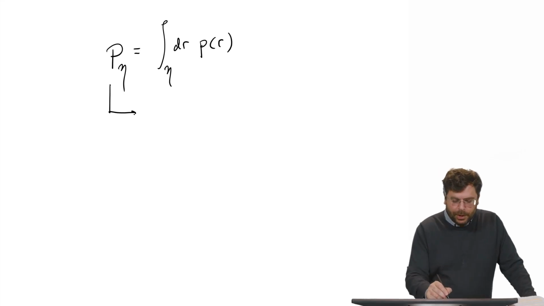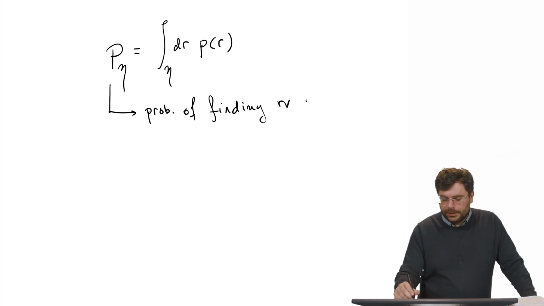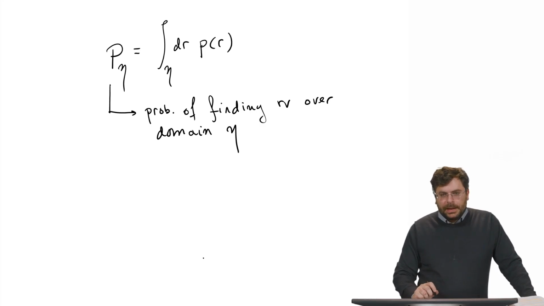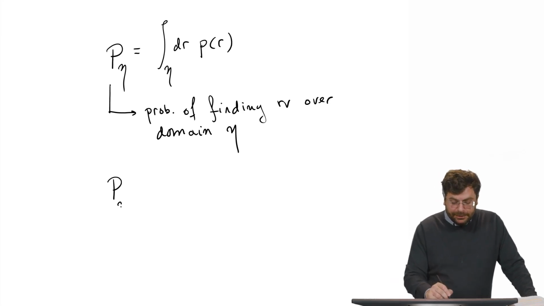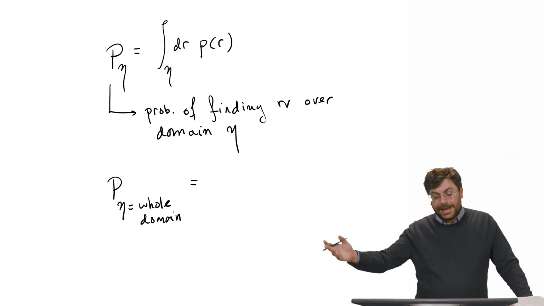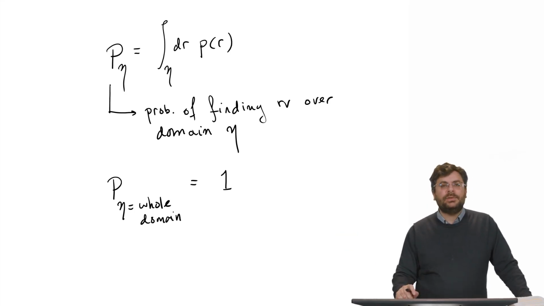So this would be the probability of finding the random variable over some domain eta. And we also mentioned the fact that if eta is equal to the whole domain, then the probability of finding the random variable over any region over its entire domain is equal to 1, and that's the condition of normalization.